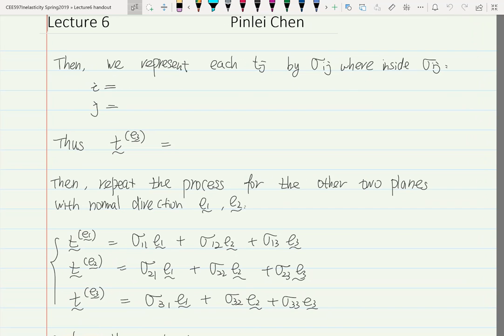We want to relate this traction vector to the components of the stress tensor. If we represent each Tj by sigma ij, then inside of this sigma ij, the two different indices have different meanings: i means the direction of the normal vector, and j is the direction of the component.